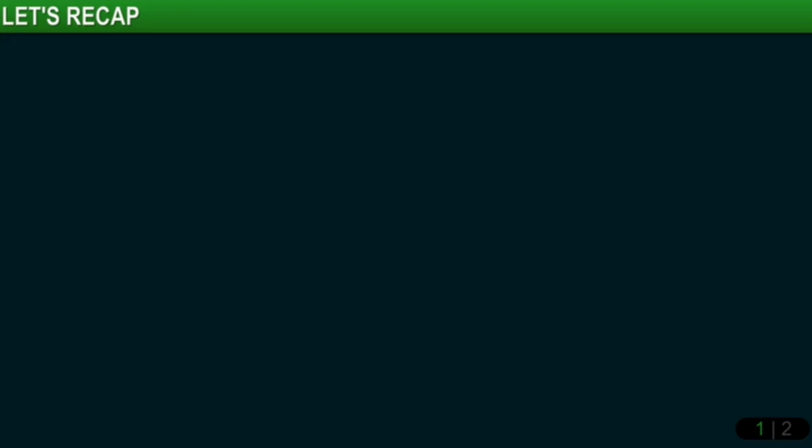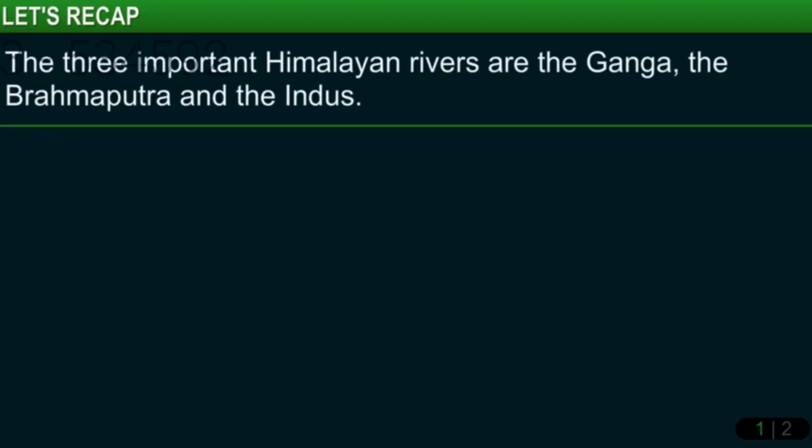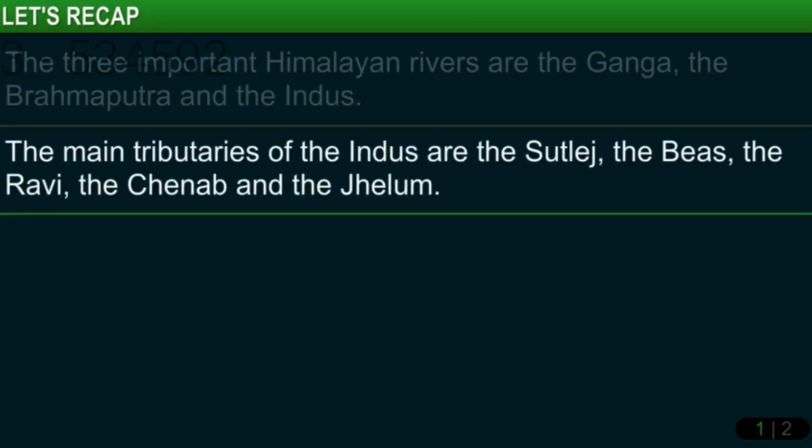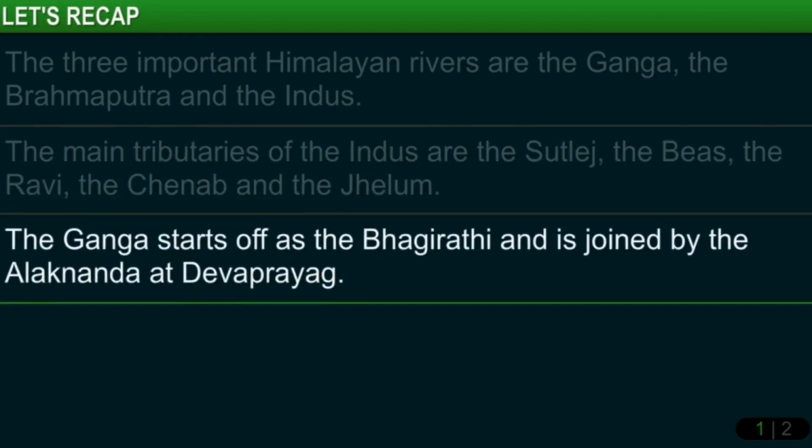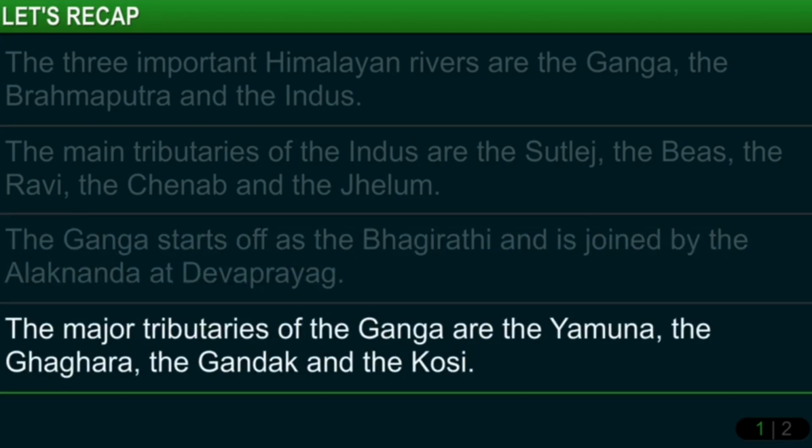In this module, we learned that the three important Himalayan rivers are the Ganga, the Brahmaputra, and the Indus. The main tributaries of the Indus are the Sutlej, the Beas, the Ravi, the Chenab, and the Jhelum. The Ganga starts off as the river Bhagirathi and is joined by the Alaknanda at Devaprayag. The major tributaries of the Ganga are the Yamuna, the Ghagara, the Gandak, and the Kosi.